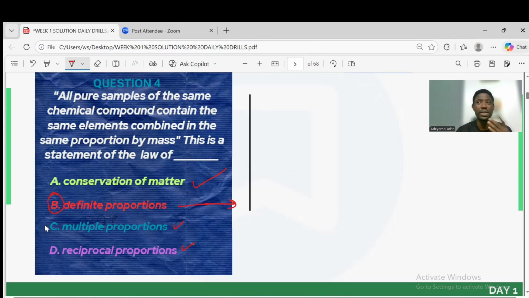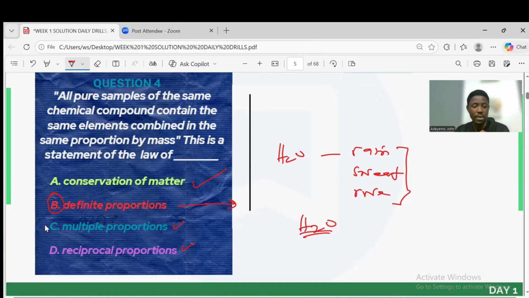It means that irrespective of where a compound is formed, let's say, for example, water, you get it from rain, you get it from sweat, you get it from anywhere, let's say river. As long as it is pure, it's going to be H2O and it's going to be combined in the same proportion by mass. That is 2:16, which is 1:8. Because it's a compound, it has a fixed ratio by mass. So that is law of constant composition, which is also called the law of definite proportions. I hope that is clear.